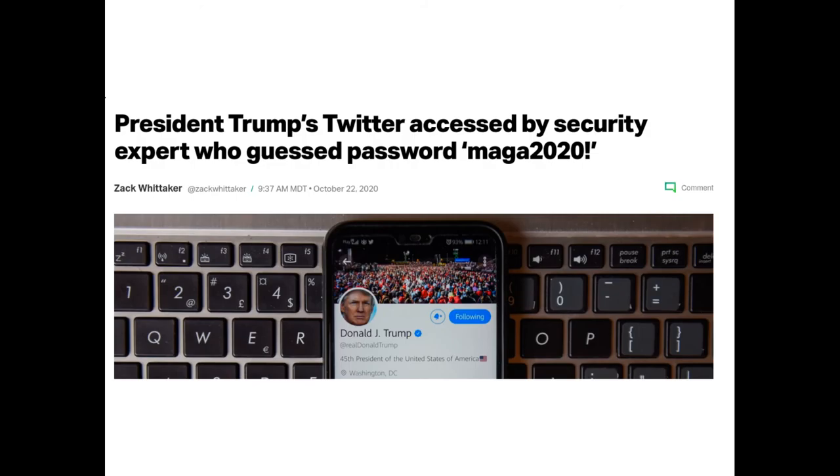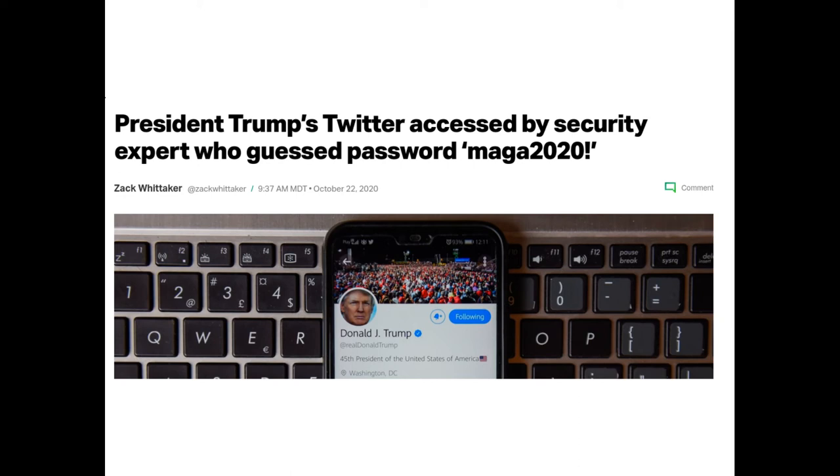So we talked about these password guessing attacks. So here's an example of a password guessing attack. You may have seen in the news that the former president of the United States had his Twitter account accessed by a security expert who managed to guess that his password was MAGA2020 exclamation point. Perhaps Twitter required a piece of punctuation in the password, and that's why that exclamation point is there.